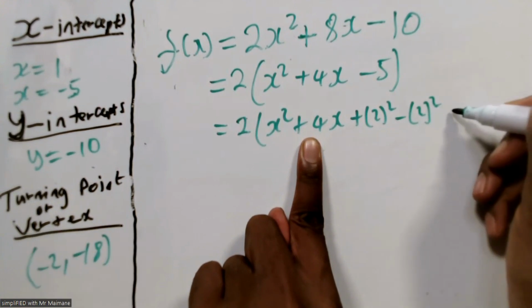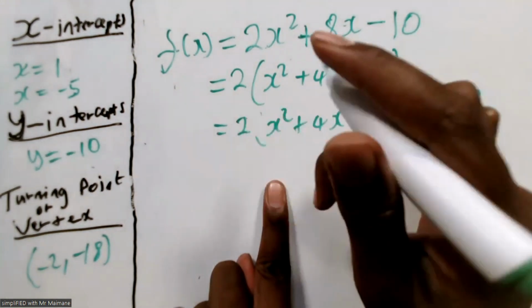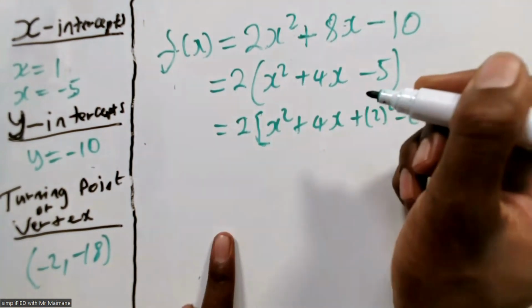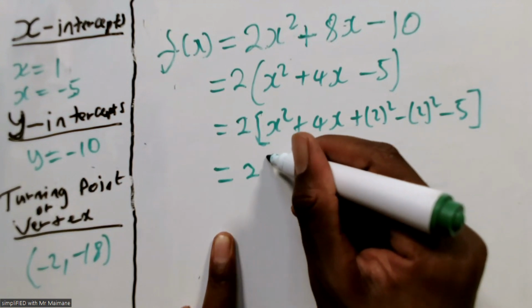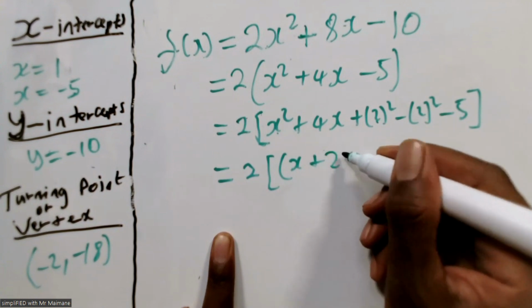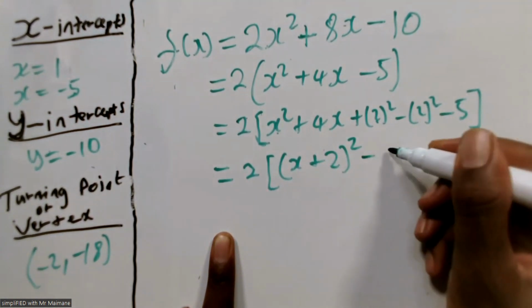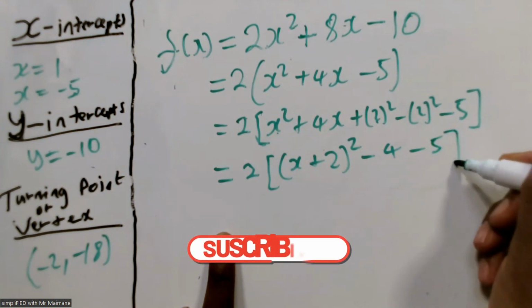I'm not going to explain this in detail. There's a video where I'm explaining this. Minus 2 squared like that, and then it gives us this. Therefore, this is the same as 2. Now I'm completing the square. Factorizing this is going to be x plus, I take the 2 inside there, squared, minus 4 minus 5.